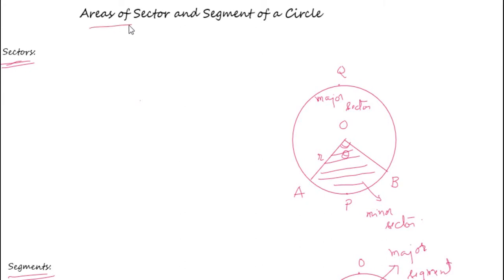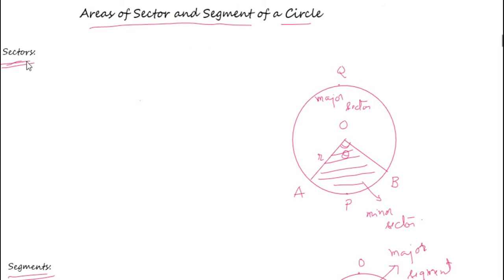Areas of sector and segment of a circle. This is the second module under the chapter areas related to circles. In this module, we are going to discuss the sectors and segments and their related areas.